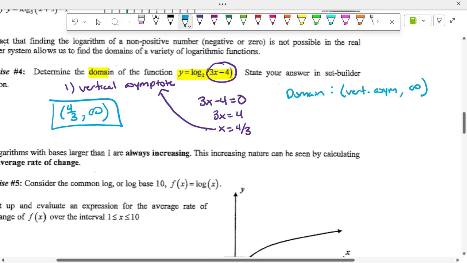Now, that's not necessarily always true. The only time it's not, like it flip-flops, is if there's a negative in front of this logarithm, but we won't really deal with those in this class. All right.